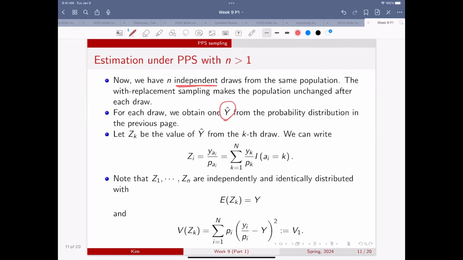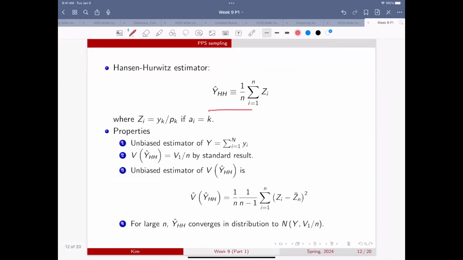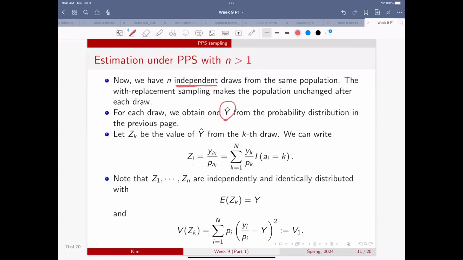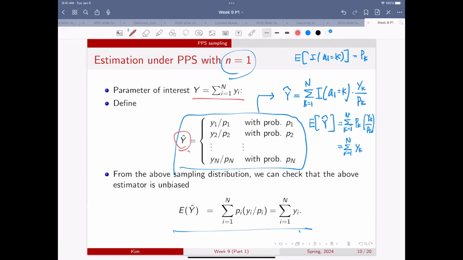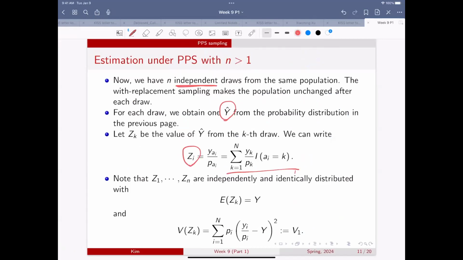So basically, this is what you want to propose. So basically, the final estimator is a sample mean of the Zi, where Zi is basically this guy. Okay. So this is a little bit confusing, but if you do it one by one, that's not really difficult.